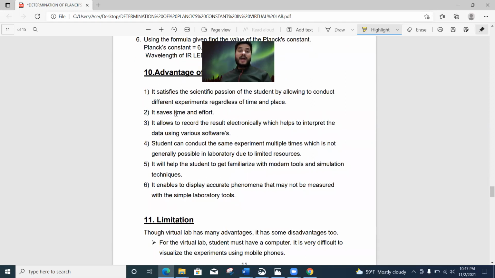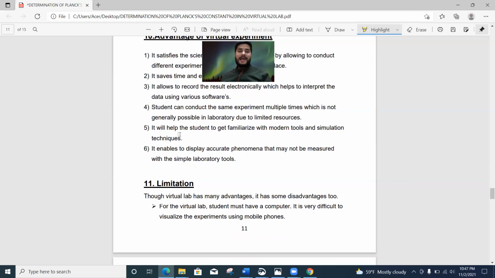It saves our time and effort. It also gives us a record of the different results, and students can conduct the same experiment multiple times, which is not generally possible in our laboratory. It helps students become familiarized with modern tools and simulation techniques. It enables us to display accurate phenomena that may not be measured with simple laboratory tools.